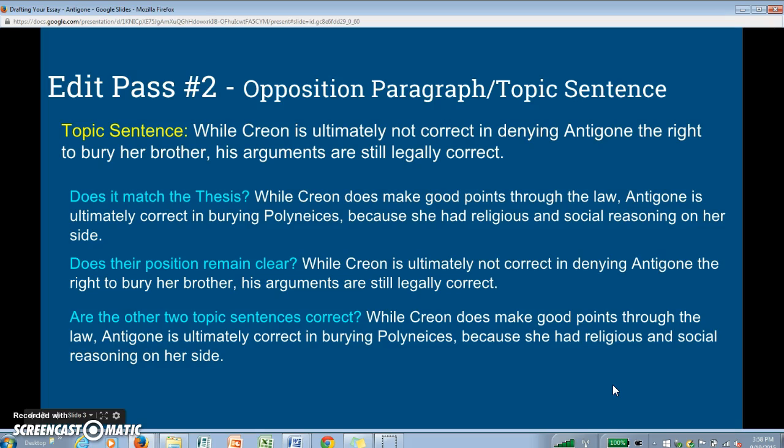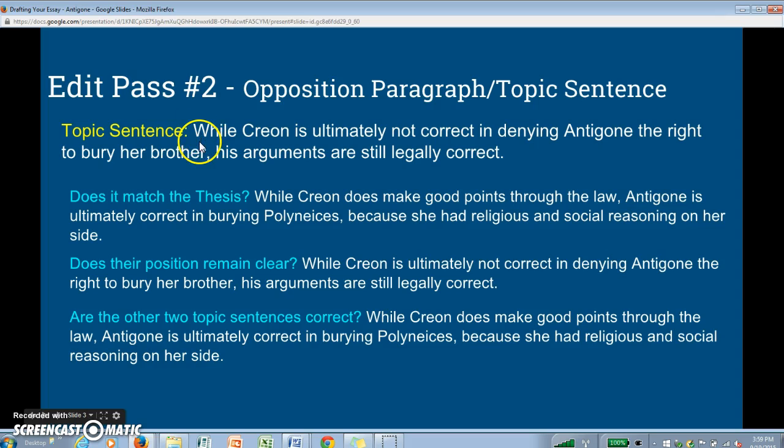Upon your second editing pass, you should make sure that your opposition paragraph is what it needs to be. Your opposition paragraph should explain your opposition's point of view and ultimately why they're wrong. For this opposition paragraph, however, we're going to focus specifically on the topic sentence. Take a look at your opposition paragraph's topic sentence. That should be the very first sentence of your second paragraph.